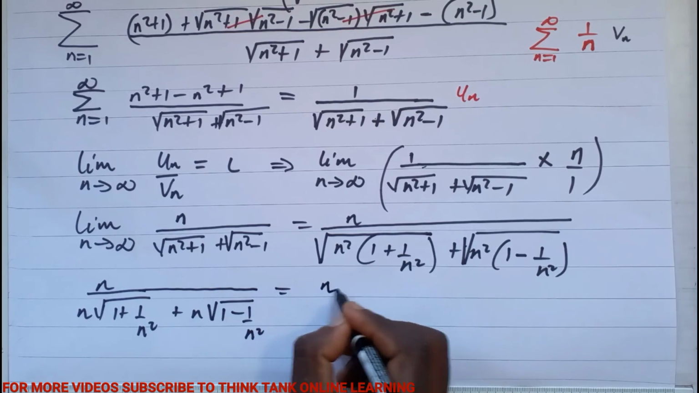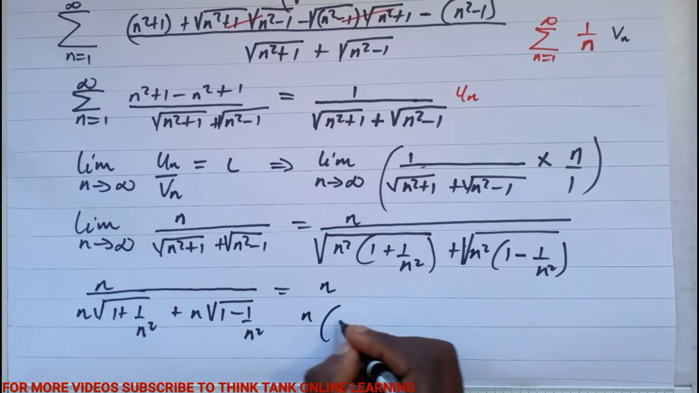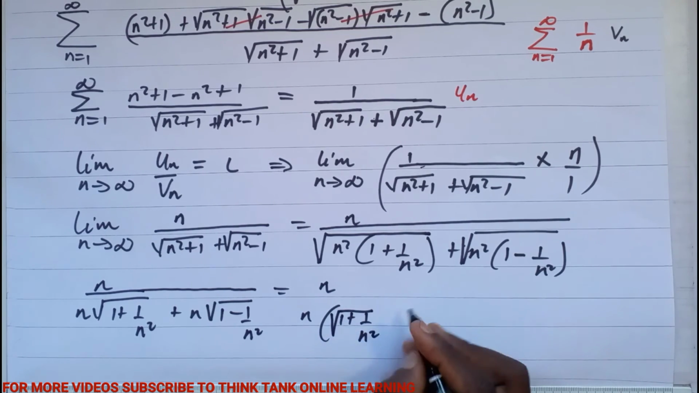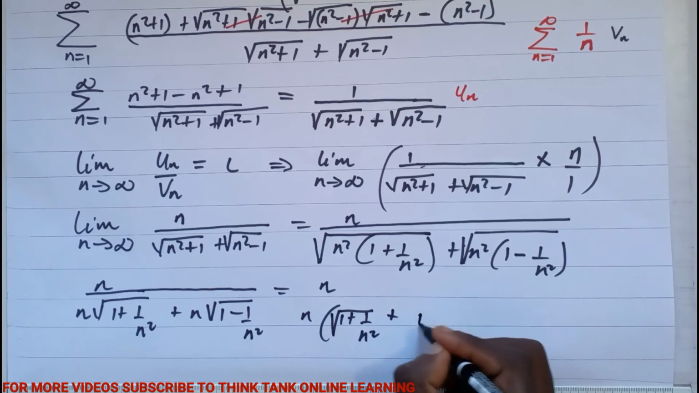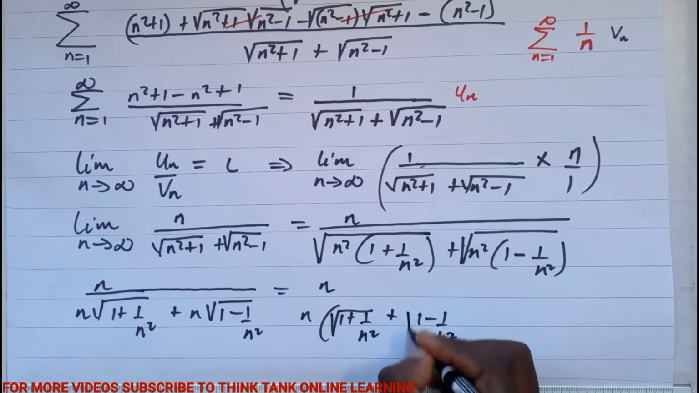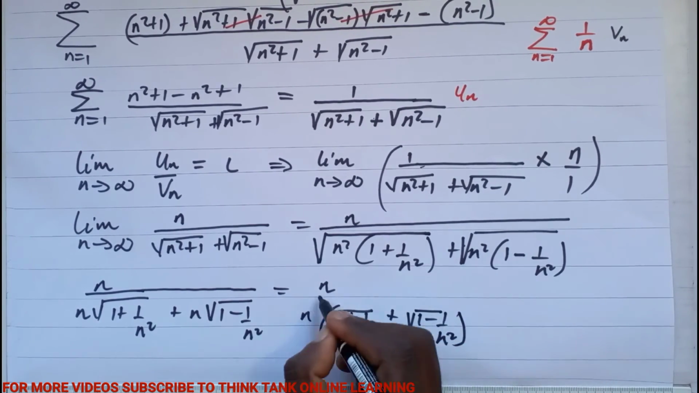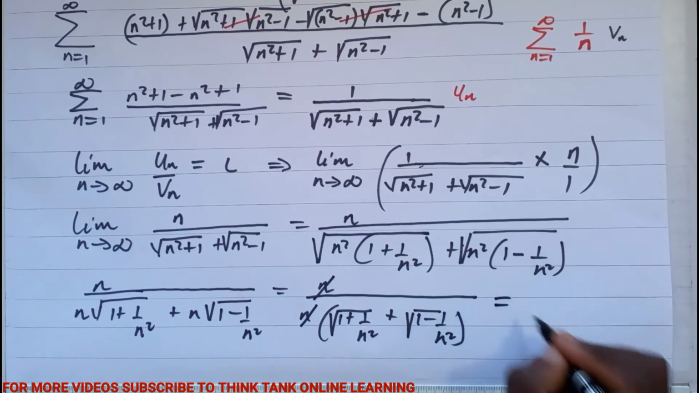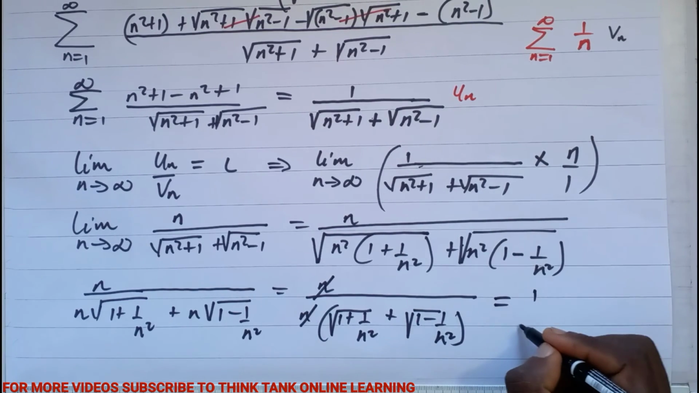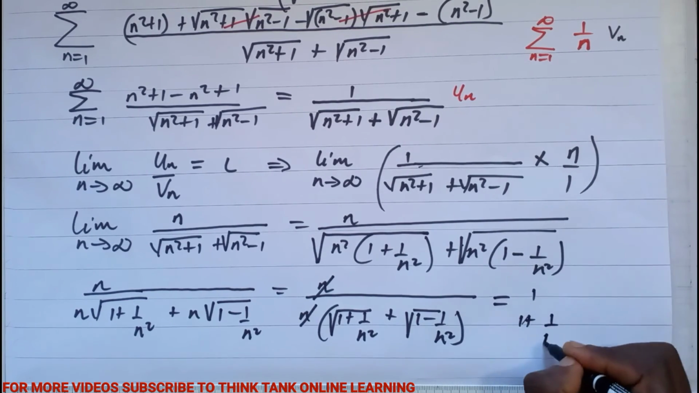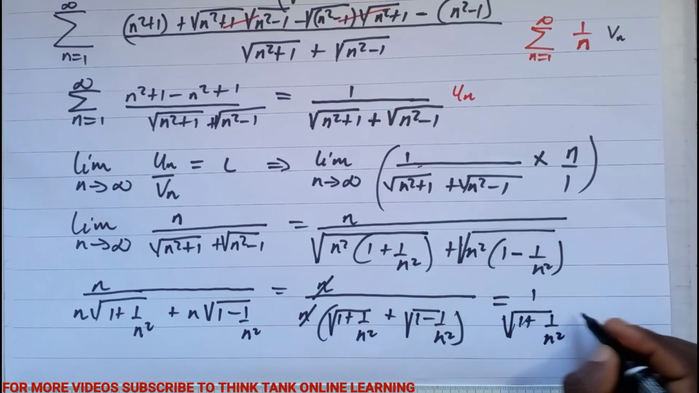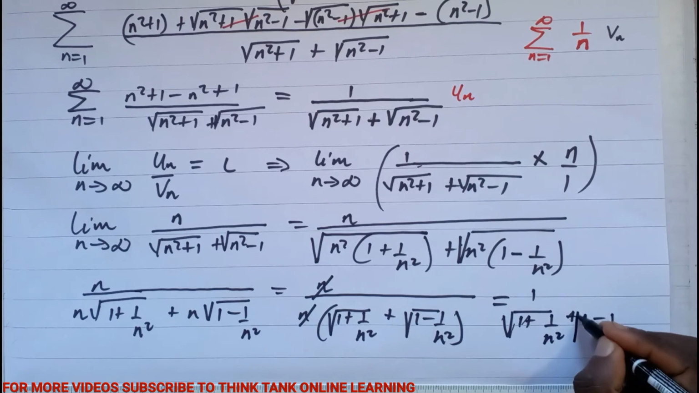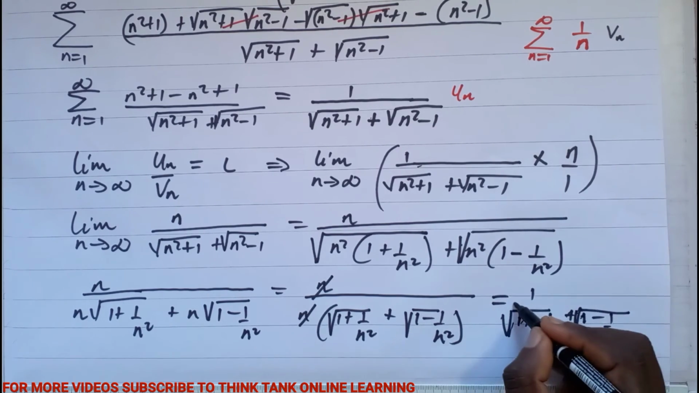Okay, and if we factorize, we're going to get n times the square root of 1 plus 1 over n squared, plus the square root of 1 minus 1 over n squared. As you can see, n and n are going to cancel out. We're going to be left with 1 over the square root of 1 plus 1 over n squared, plus the square root of 1 minus 1 over n squared.